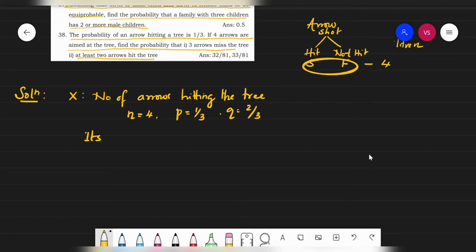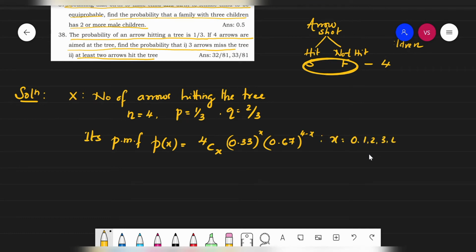Now, it's the PMF. P of X is equal to 4CX, 0.33 raised to X, and 0.67 raised to 4 minus X, where X has a range 0, 1, 2, 3, 4. 4 arrows are shot.